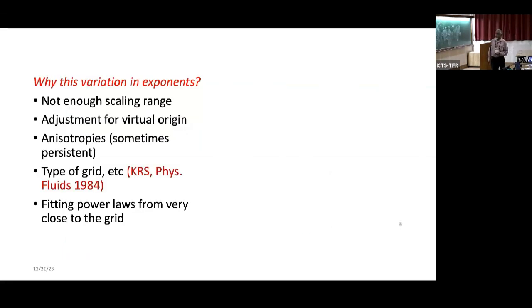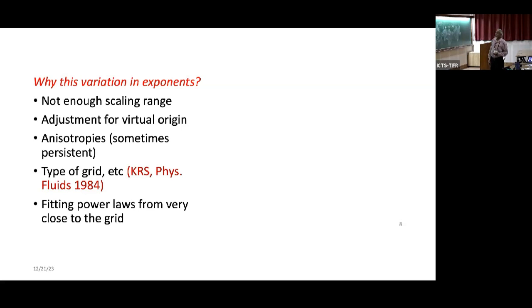So why this variation? First of all, not enough scaling range, which will kill you there already. Adjustment of the virtual origin. Sasha had this too. You remember he had a 1 over t plus t naught, nu t plus t naught. T naught was a kind of virtual origin for him. It's a fit parameter. So that's what experimentally people have done. They have the data, and now you put a little bit of t naught until you get the best possible straight line or the range that is there. I mean, it's a very rational thing to do in some ways. I'm not trying to belittle them, but the point is, this is the state of affairs.